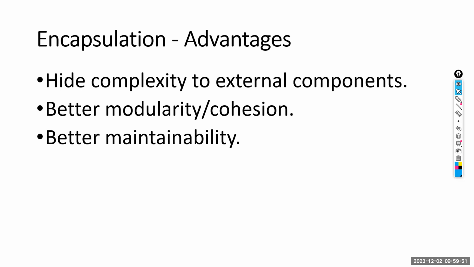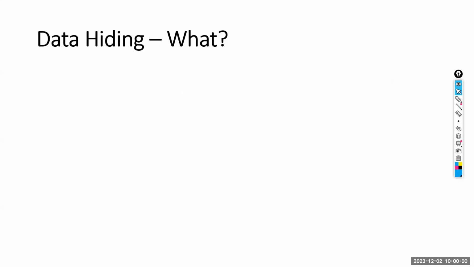That is hardware level. So software also, that is how we do it. Okay. Right. So then we look at data hiding. Data hiding is a special case of encapsulation and abstraction.